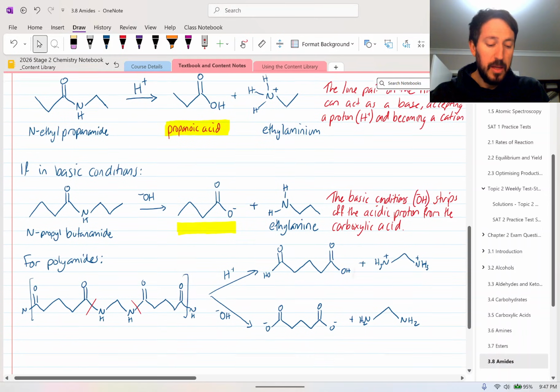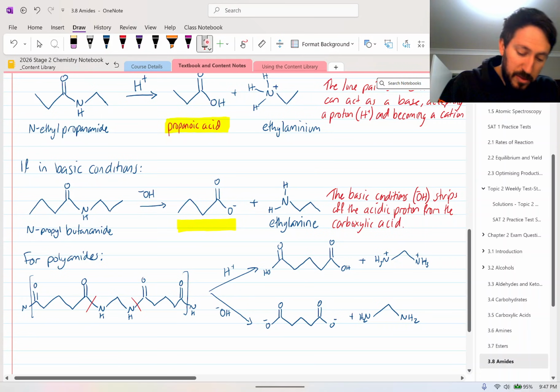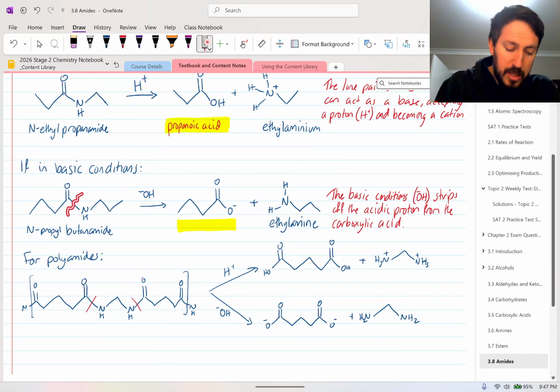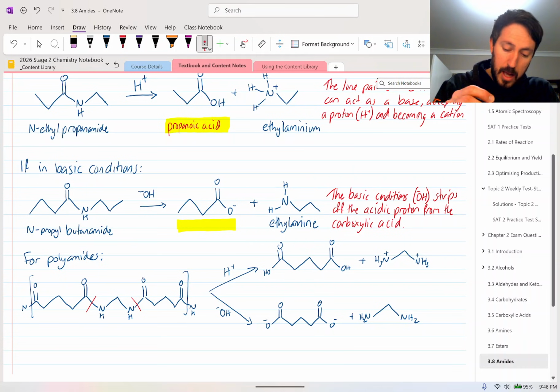Now instead, if this reaction is done in basic conditions, so we take a different molecule, I used a different one just for fun, we're going to break this bond again, but instead of making our carboxylic acid and our ethylaminium, so our charged version of our amine, we'll end up with our ethylamine, which is uncharged.